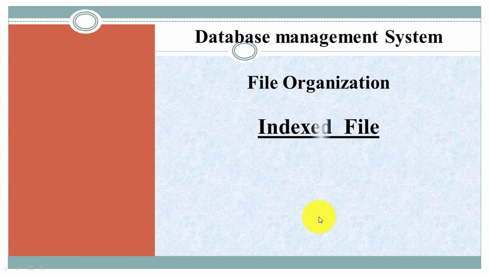In this series of DBMS, in the last video we discussed file organization and types of file structure: sorted file, unsorted file, and spanned and unspanned organization. Let's continue the further discussion of file organization with a very important topic, file indexing or indexed file.